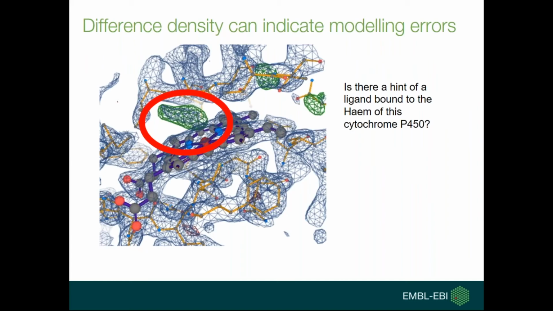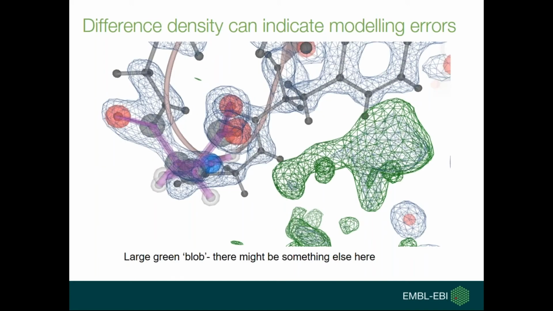For instance, this structure has a hint of something maybe bound to the heme in this cytochrome P450. Difficult to tell, the maps are noisy, so it's hard to tell, but you might start asking the question, should there be something there? In this one, there's a huge green blob indicating I want more electrons here. And actually in the paper for this entry, the authors say, we see electron density, we think something should be here, but we don't know what it could be.